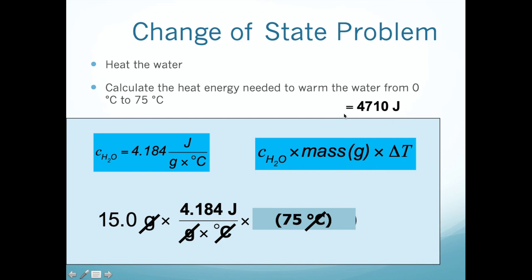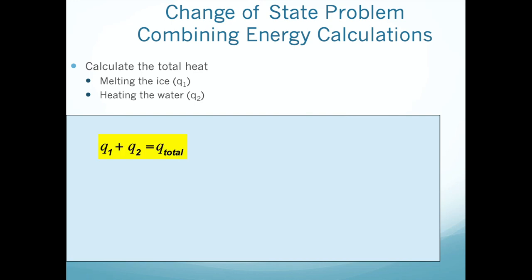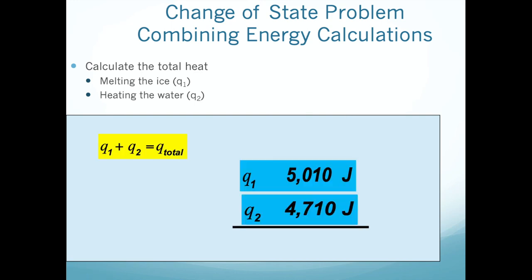So, what's the total amount of heat? Just add up those two numbers. So we have 9,720 joules.